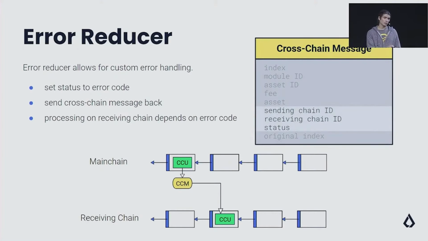Then the custom logic can call the error reducer to set the status to a custom value. The sending chain and receiving chain are swapped, and the message is sent back again via the main chain. So here the idea is that there are some classes of errors related to interoperability that are automatically handled by the interoperability module. These errors are, for example, missing module ID or missing asset ID, or a receiving chain that is not connected to the main chain. But there are other classes of errors, custom errors, that are instead handled using the error reducer.